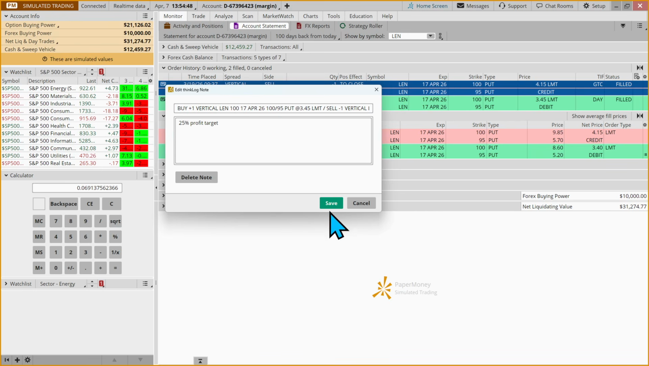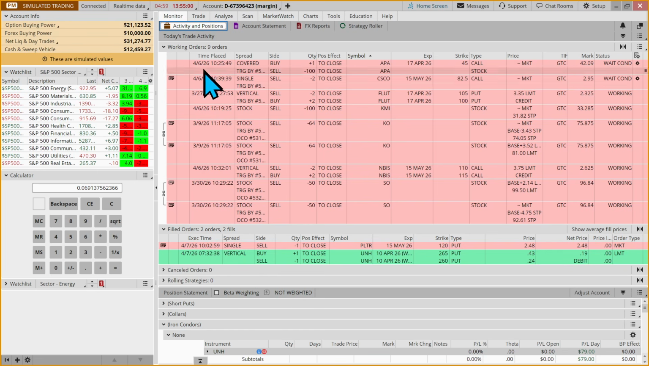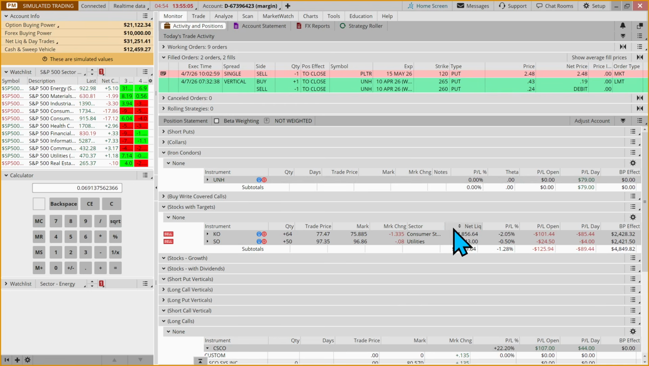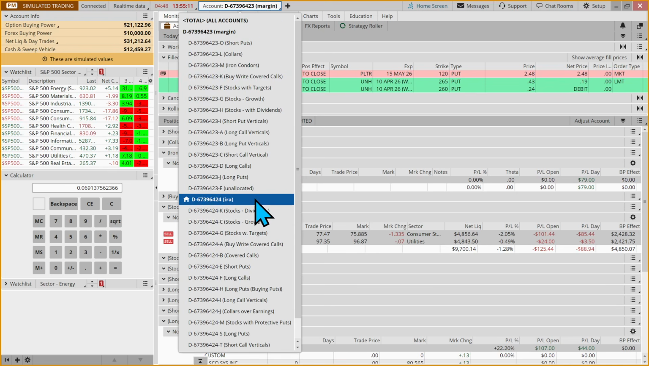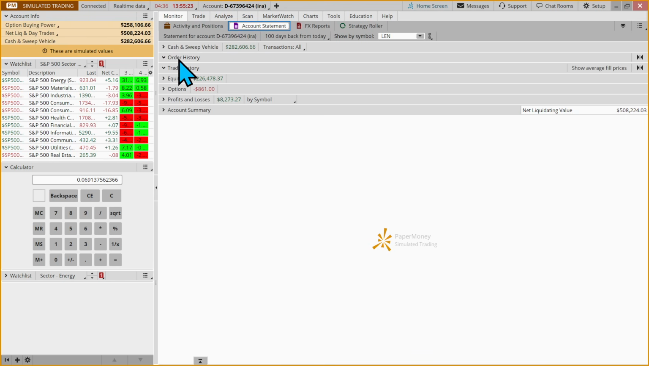And so, I hope this has been helpful. I've showed you how to add a note when you place an order. I've showed you how to access that on the monitor tab, both for current positions, in looking at the working orders, and by potentially adding a column in our stocks with targets here. In this account we did that. So adding a note, and then how we can see it on orders that are now completed by going to the account statement and looking at order history.